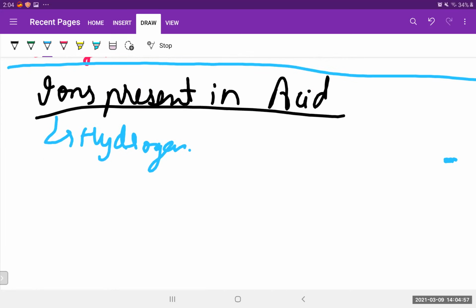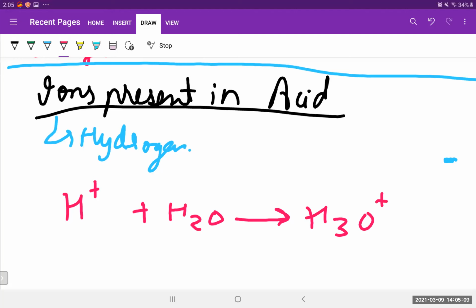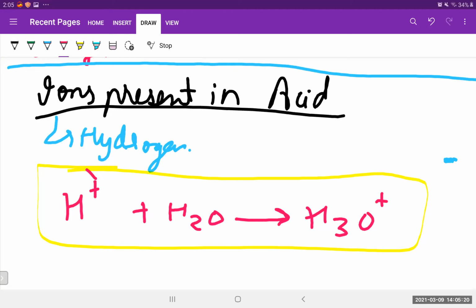So how do we write this? If we have to write an equation on this, we can write it like that: hydrogen ion which is present, when it is dissolved in water, we get what? We get hydronium. Yes or no? Can this be a perfect formula of this? It can be, because every acid has this H plus.